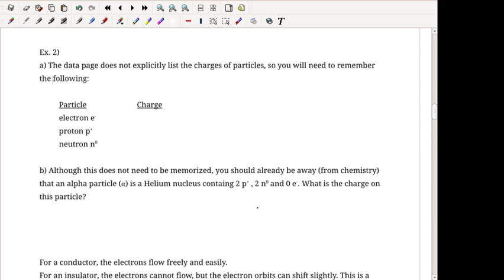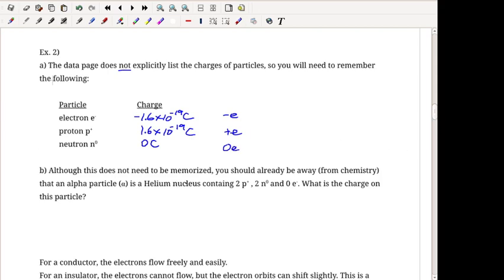Example number 2. The data page does not explicitly list the charges of particles, so you will need to remember the following. The electron has a charge of negative e, or negative 1.6 times 10 to the minus 19 coulombs. A proton has a charge of positive e, or positive 1.6 times 10 to the minus 19 coulombs. And a neutron has a charge of, surprise, neutral: 0 coulombs. So you need to remember just that an electron is negative e, a proton is a positive elementary charge, and a neutron has 0. Nothing at all.